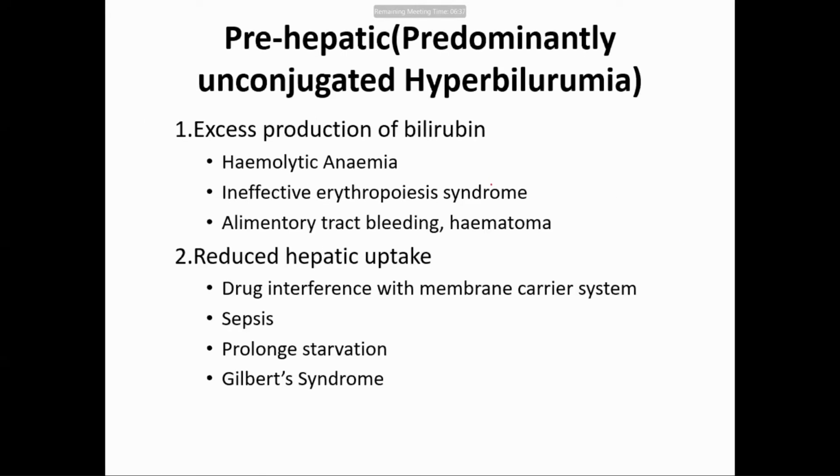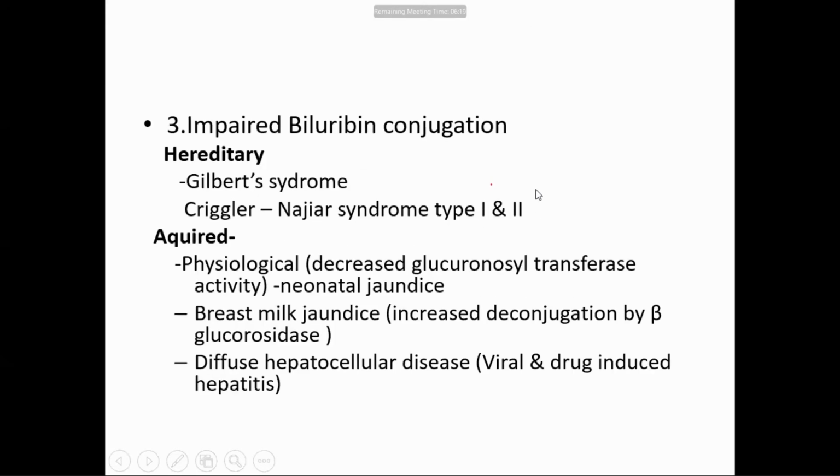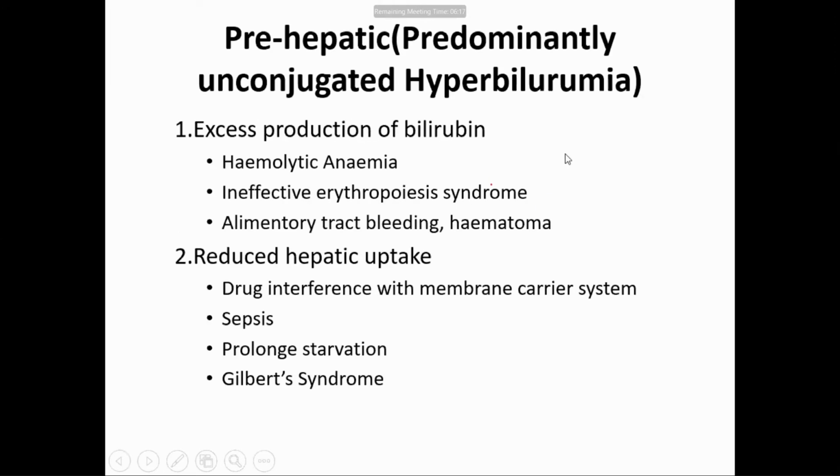So what are the causes of unconjugated hyperbilirubinemia? First is excess production of bilirubin, that is all types of hemolytic anemia, ineffective erythropoiesis like thalassemia and megaloblastic anemia, alimentary tract bleeding, hematoma. That is all causes of excess production of bilirubin.